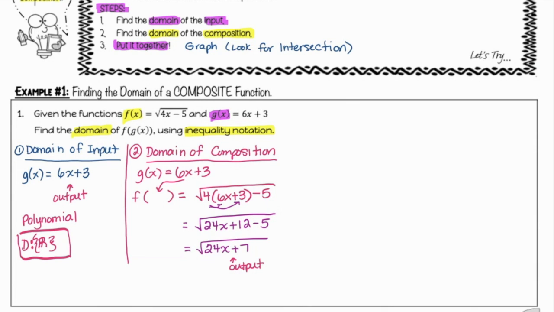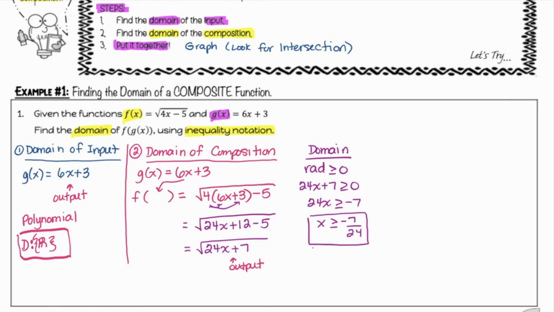So that output, what case am I looking at? I'm looking at a radical piece, a square root only piece, which means that in order for us to find the domain, we need to set the radicand greater than or equal to 0. Okay, so we have a domain in which x is going to be greater than or equal to -7 over 24. The last step is to put it all together.